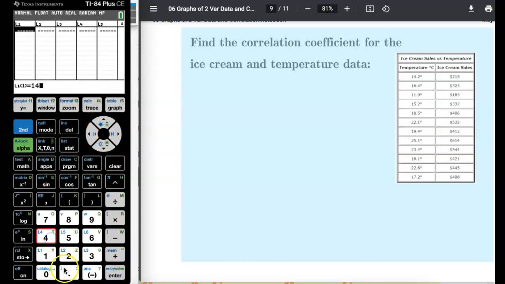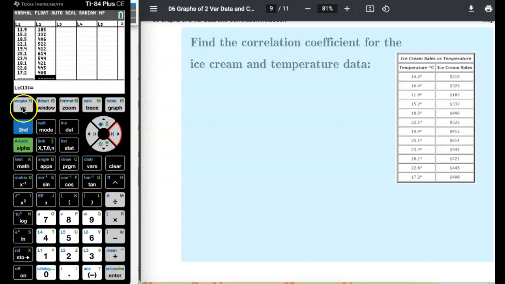So we'll have 14.2 and 16.4, and I think I'm just going to pause and finish these off. Okay, so hopefully you have all your data in. So I finished L1, which is the temperature, and L2 was the sales.